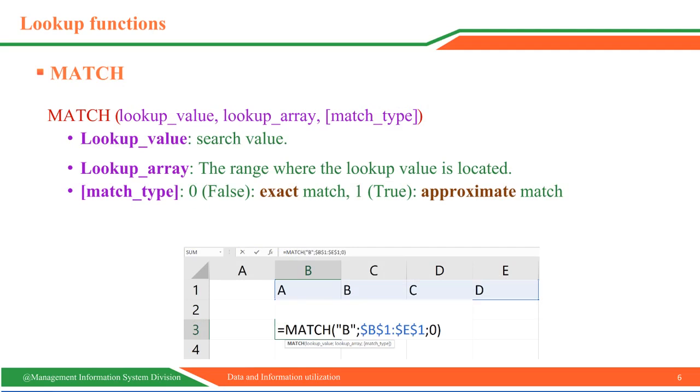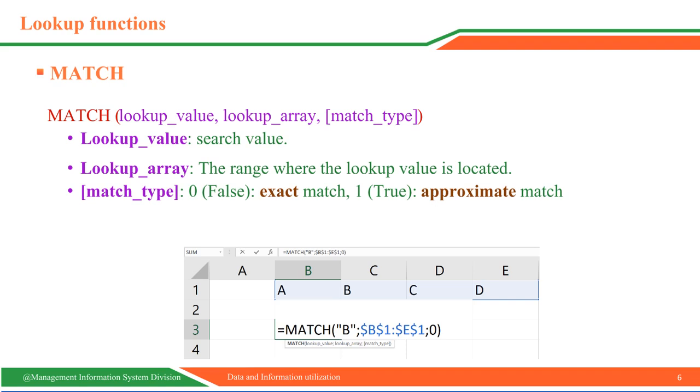Lookup array, the range that contains the data to search in. Match type, the type of matching to perform. 0, exact match, most commonly used. 1, finds the largest value less than or equal to the lookup value. The list must be sorted in ascending order. -1, finds the smallest value greater than or equal to the lookup value. The list must be sorted in descending order.